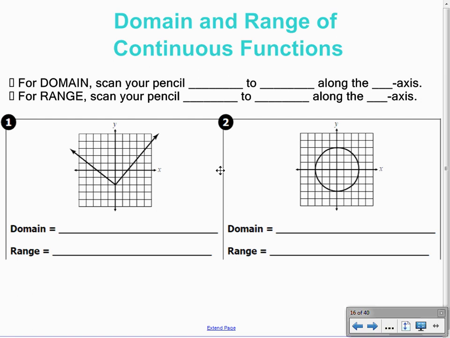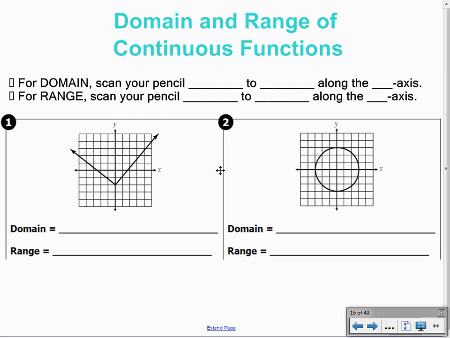Hi everybody, this video is going to be about finding the domain and range of continuous functions. So in the previous video we talked about domain and range, but it was for functions and relations that had a more restricted domain. Here we're going to get into the situation where we have so many points in the domain and in the range of the function that we can't actually write them all out, okay?